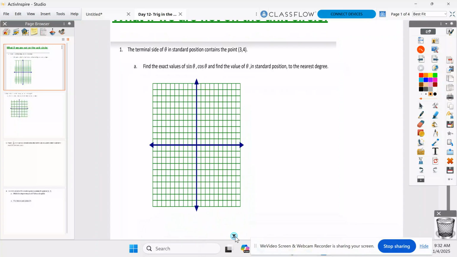First, number one, graph the point 3, 4. One, two, three, 1, 2, 3, 4. It's telling you there's an angle formed. The first side is on the x-axis, and the last side, the terminal side, is going to go through that point 3, 4. So make your angle going through 3, 4, and label that point 3, 4. And let's put theta in there.